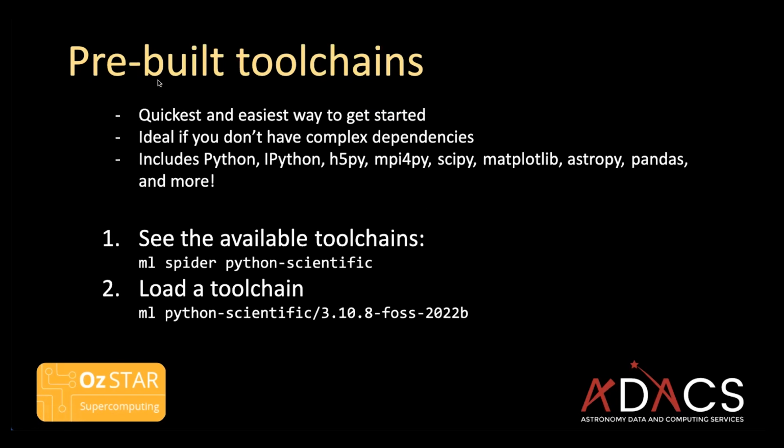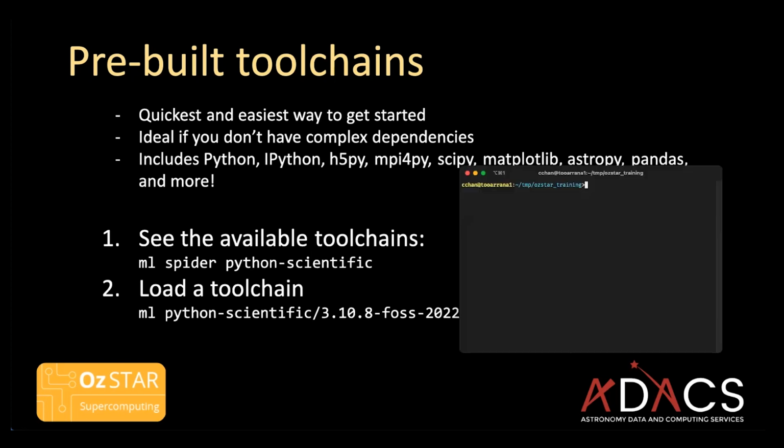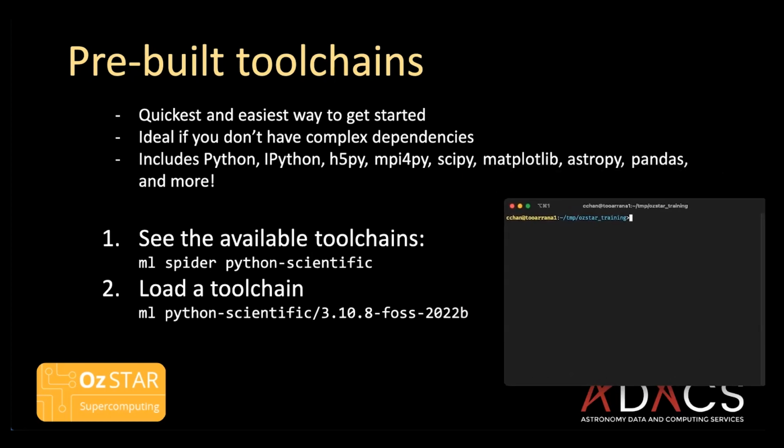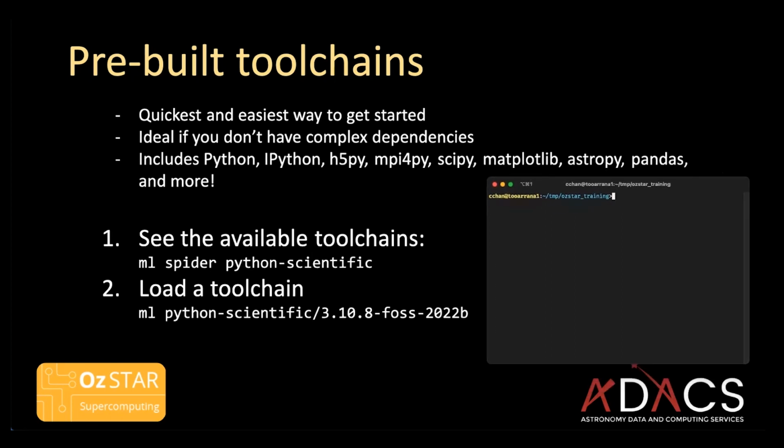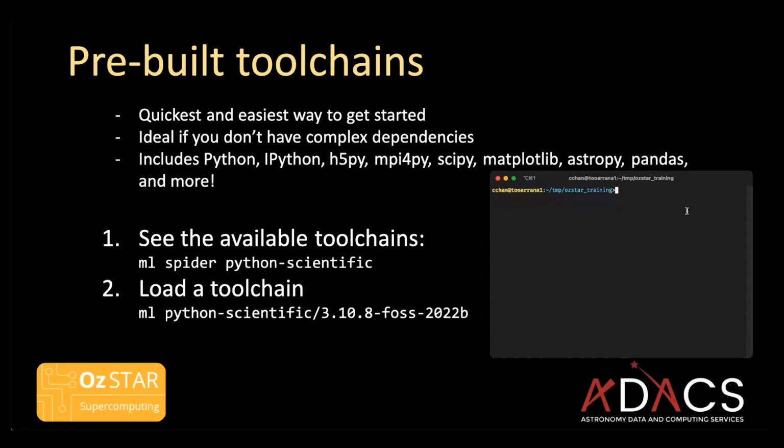Toolchains are really just a basket of modules that we've prepared for you. And so this is the quickest and easiest way to get started. It's ideal if you don't have complex dependencies, and it just includes a whole bunch of commonly used Python packages. So Python, IPython, H5py, MPIPy, SciPy, most of the common packages that people will use. And we've installed all of that for you so that you don't really have to think about which packages you need to install. And so to see the available toolchains, we can use the spider command.